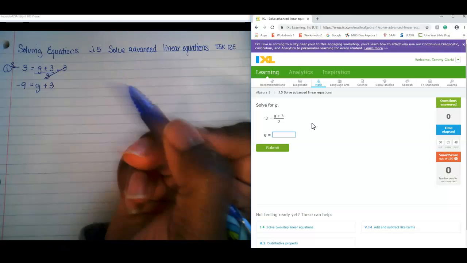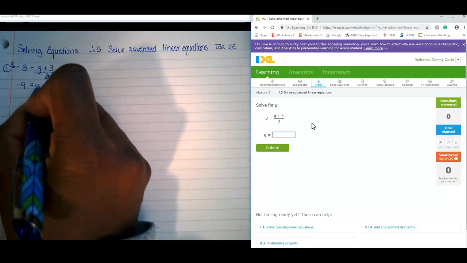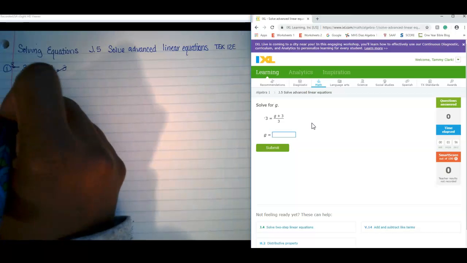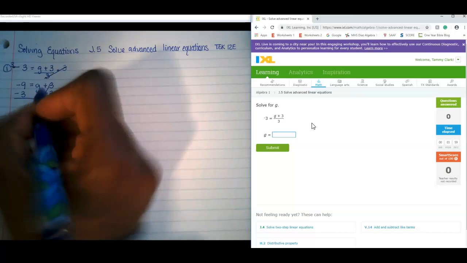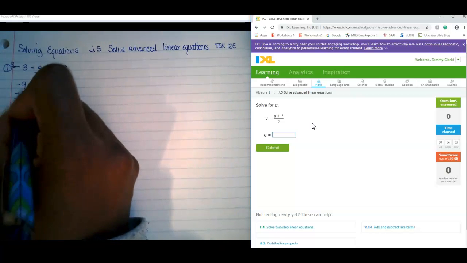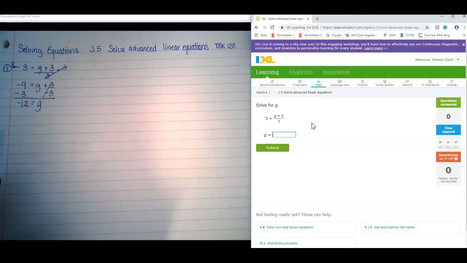So now we just go to what we know. We know we need to get rid of the 3 to isolate this g, or to get it alone. So we're going to subtract 3 from both sides of the equation. And we're left with g is equal to, these guys are on the same team, so we're going to add them together, -12.